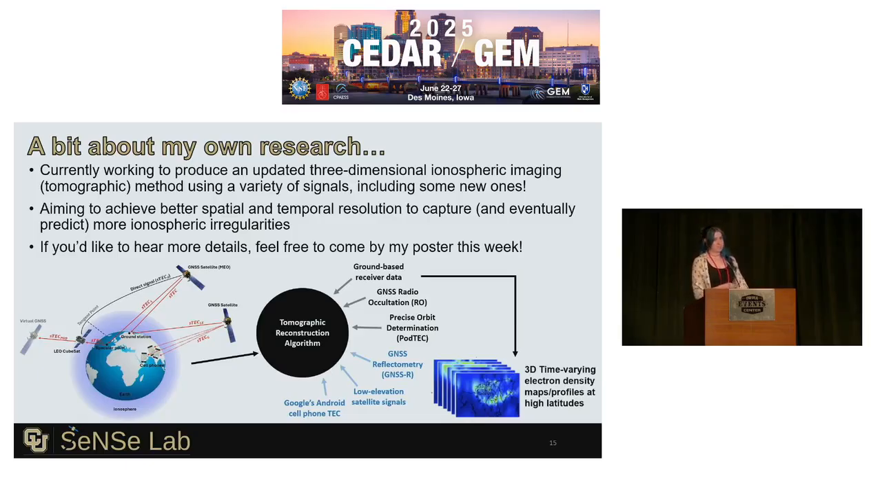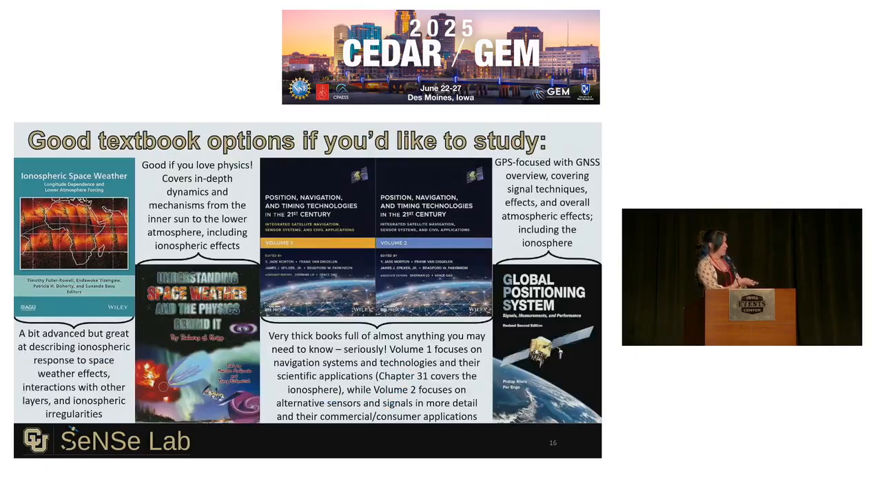So if you'd like more details on that, I have a poster on Tuesday. And I figured if you are really interested in the ionosphere and you'd like to study it a bit yourself, I included some textbooks here. I know textbooks aren't always the most accessible, but I believe that understanding space weather and the physics behind it is available for free online at least.